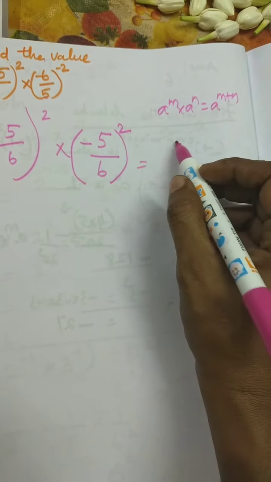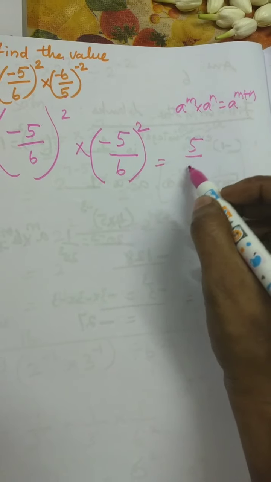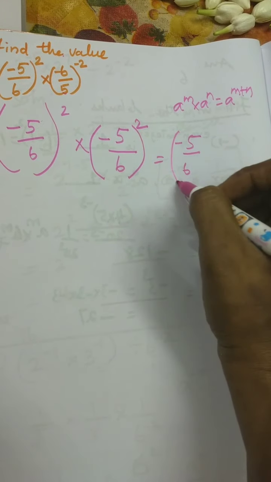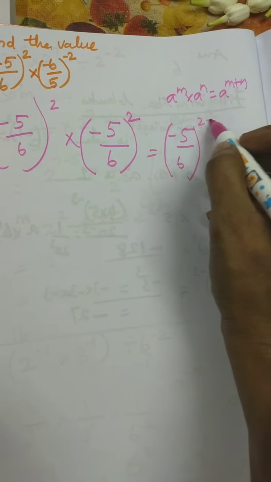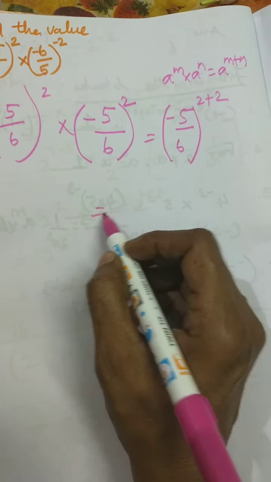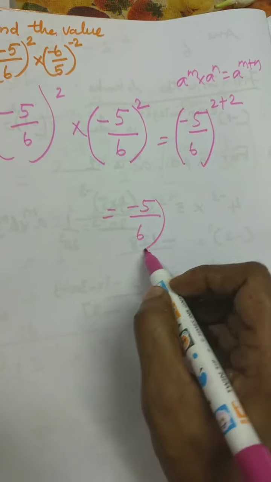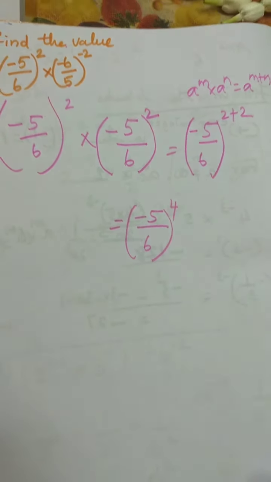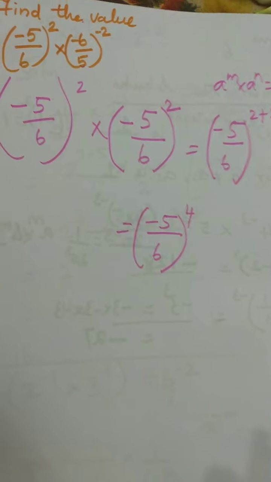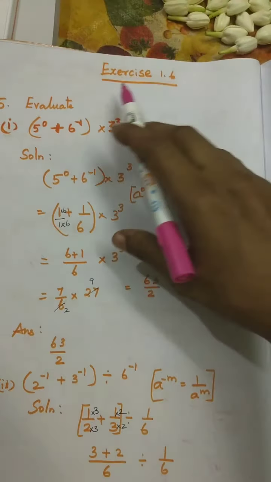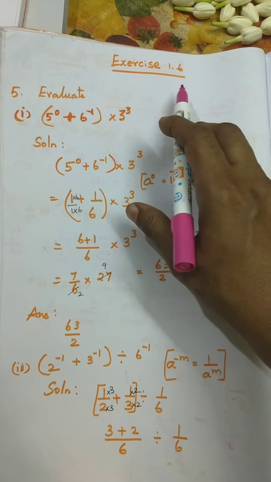So it will become 5 by 6, that is minus 5 by 6 the whole power 2 plus 2. Then the answer is minus 5 by 6 the whole power 4. This is the answer. Okay. And now let us see exercise 1.6.